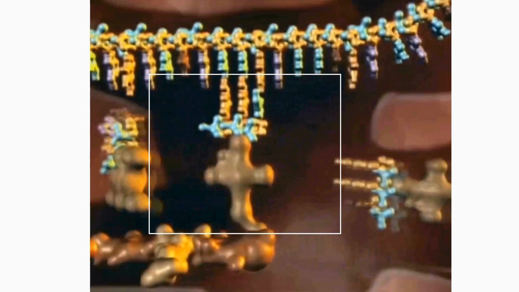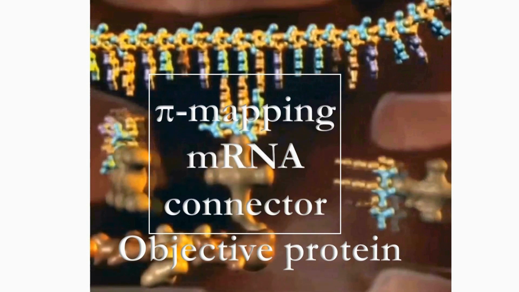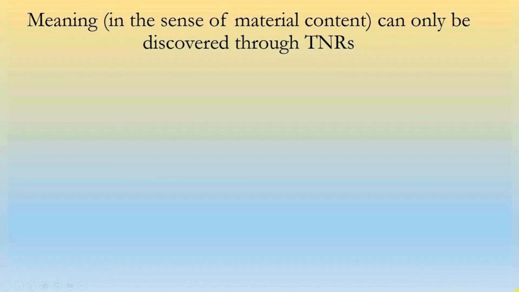But consider what happens in the instance of the gold standard TNR. From inside the ribosome, the RNA text calls for a sequence of amino acids one at a time. The amino acid is mapped through messenger RNA to the symbolic RNA. The construction takes time, but the connectedness, once it's established, is timeless. It is the very essence, I suggest, of what physicists are calling quantum entanglement. Meaning, in the sense of material content, information about the real world can only be discovered through TNRs.